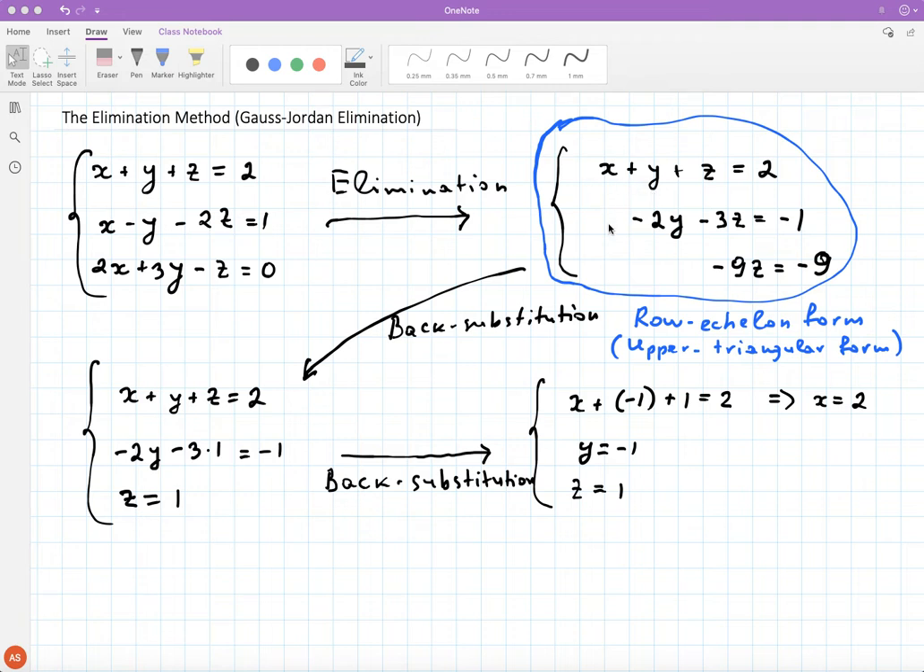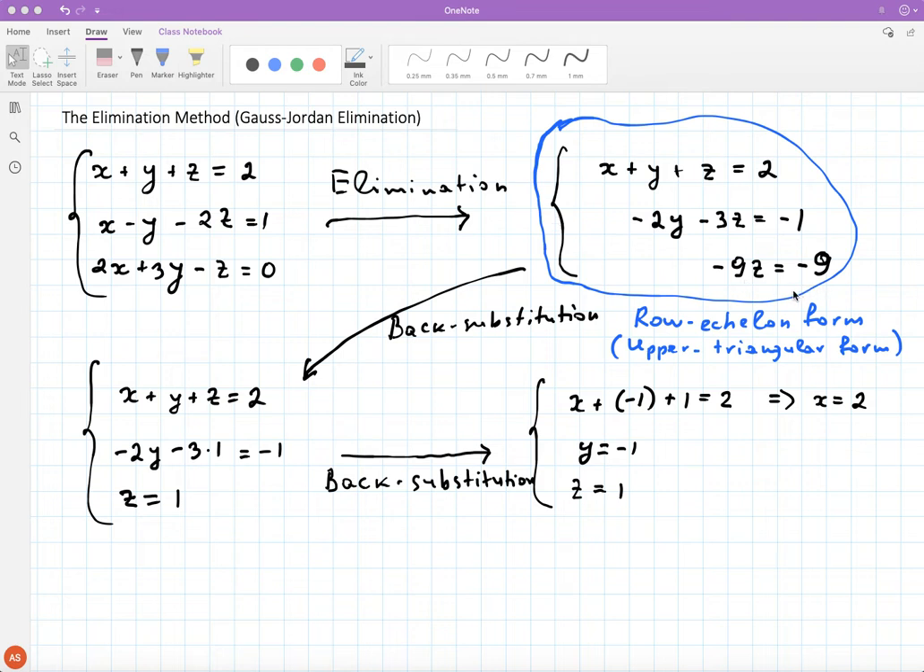Here, the x variable has been eliminated from the second and the third equations, and the y variable has been eliminated from the third equation. So the bottom equation contains only the z variable, and the equation above contains only y and z variables, whereas the first equation contains all three. I will show later how to go from the original system to this row echelon form, or it is also called upper triangular form.